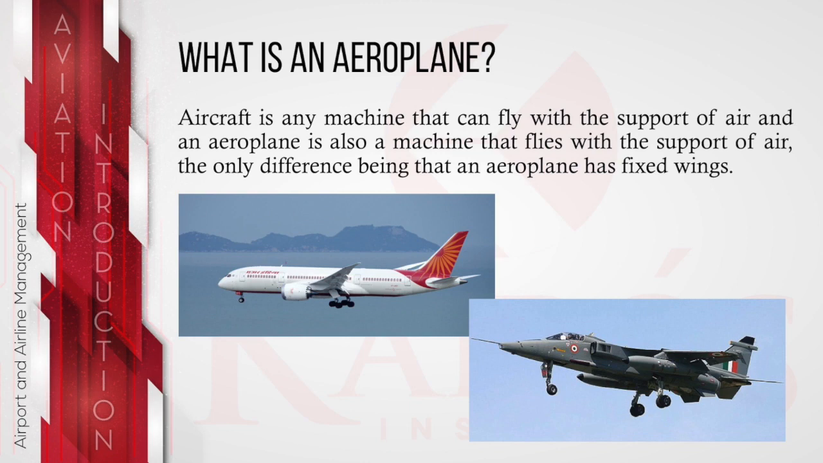What is an aeroplane? As we have learned earlier, aircraft is any machine that can fly with the support of air, and an aeroplane is also a machine that can fly with the support of air. The only difference being that an aeroplane has fixed wings.